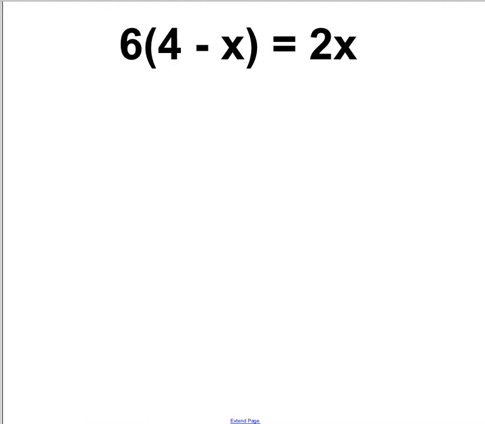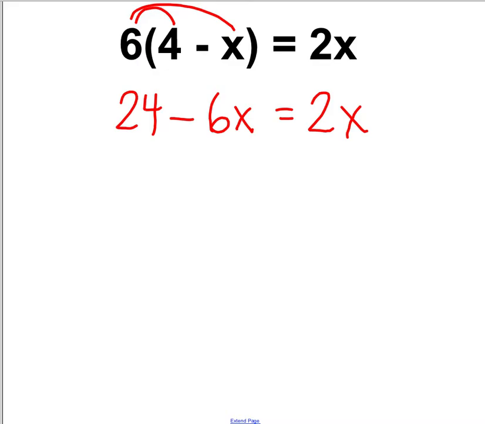The next example, 6 times the quantity of 4 minus x equals 2x. So we know we want to distribute these 6 to eliminate the parentheses and create an equivalent expression. 6 times 4 is 24. 6 times negative x is negative 6x equals 2x. Again, let's get the constants on one side and let's bring these variables together by doing the inverse.